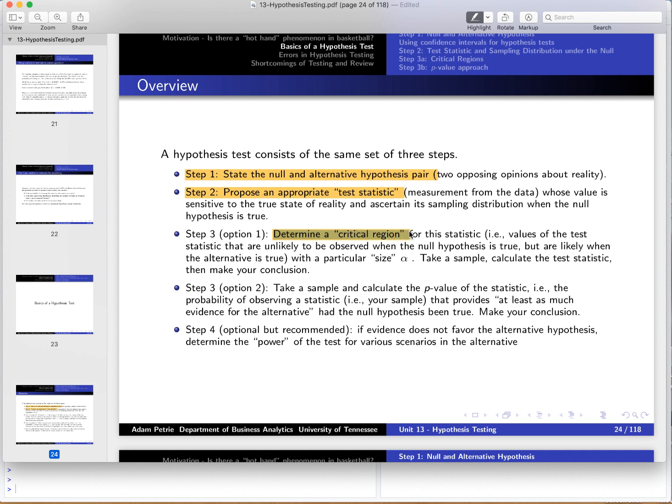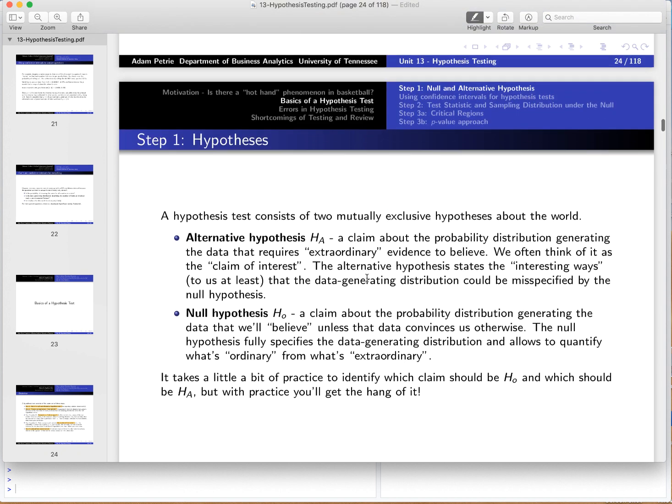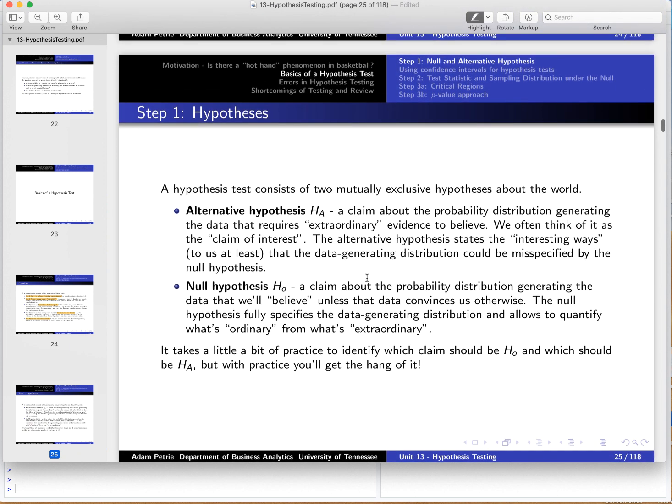We'll either determine a critical region for the test statistic or calculate the p-value of a statistic that we've measured from data that we've collected to come up with our answer. Basically, which of the 2 different hypotheses here does the data favor? And if the evidence doesn't favor the alternative hypothesis, if we retain the null in the terminology, then step 4, which is really optional but recommended, is to do some sort of power analysis to figure out, if the null hypothesis was actually wrong, what's the chance that we would have actually even discovered the case with the data that we've collected? So let's go through each of these steps and talk about what role they play in the hypothesis test procedure and how we do this.